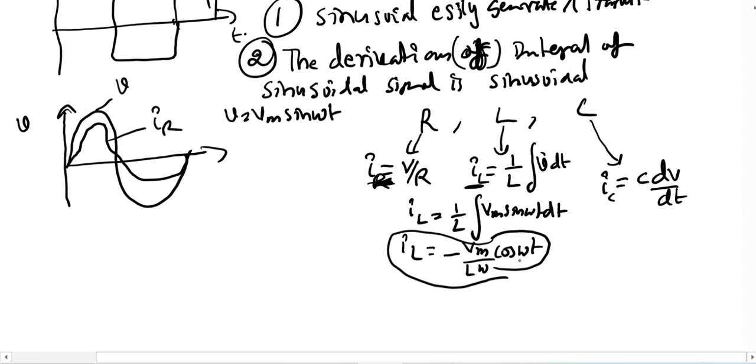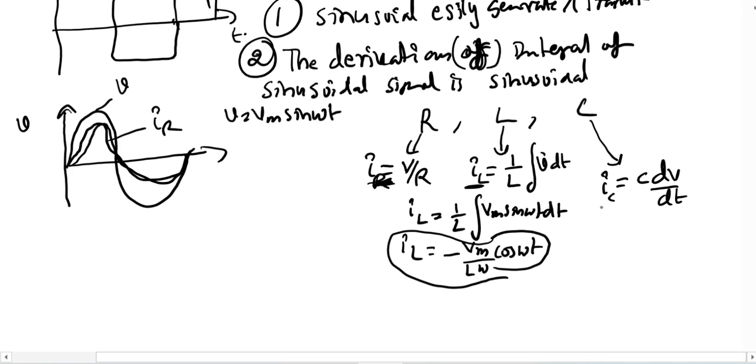So cos omega t can be converted into sin omega t. You can write it as sin omega t plus 90 degrees. So if you write the plus or minus 90 degrees, you can easily convert this cos omega t into sin omega t. It means that if you use a sinusoidal voltage signal, the current also comes sinusoidal, and my inductor current is also coming sinusoidal.